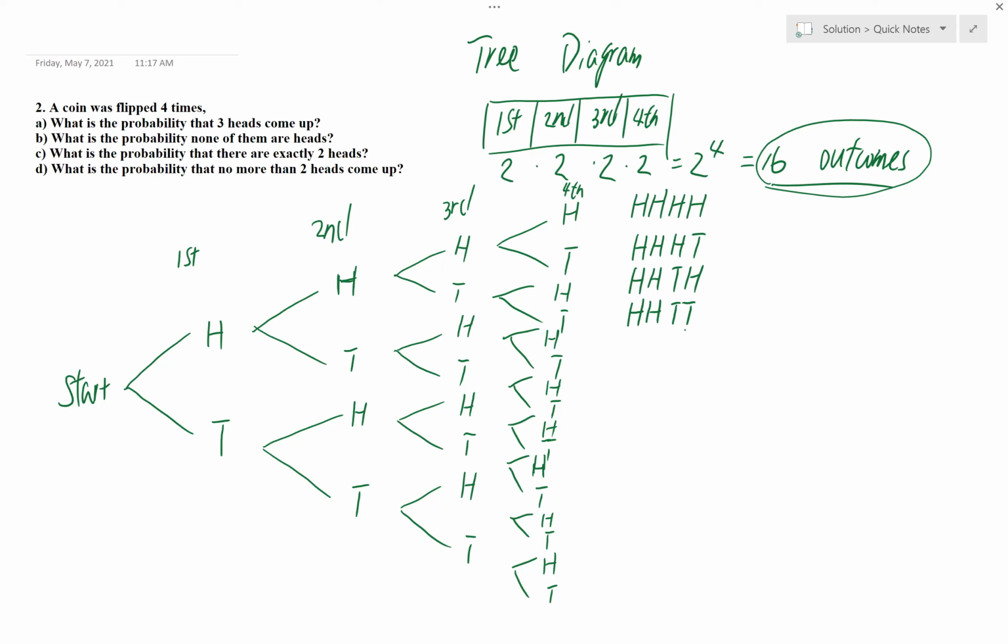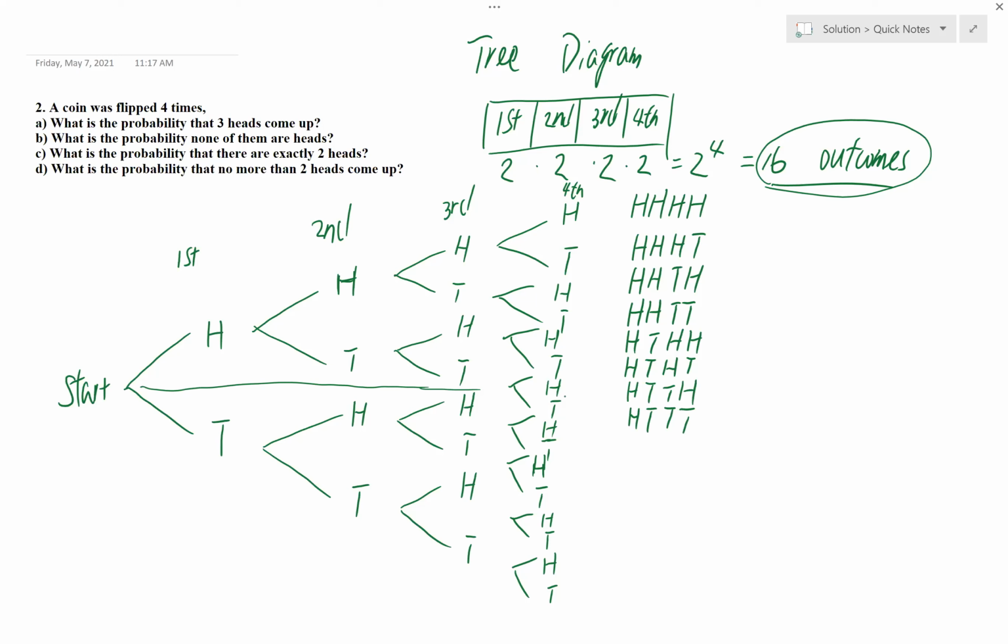Now the second quarter: head, tail, head, head. And then the next one will be head, tail, head, tail. Next one is head, tail, tail, head. And head, tail, tail, tail. Notice that we completed half of it, right? So the first 8 are listed. Now move on to the second half of the branch. The tree was cut off here.